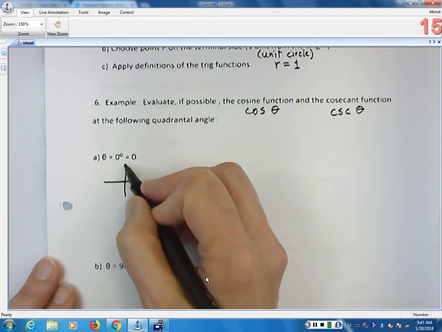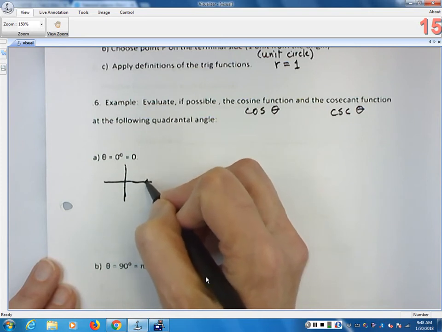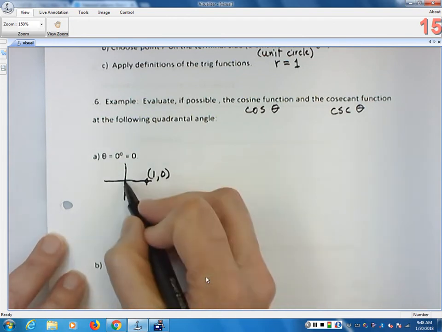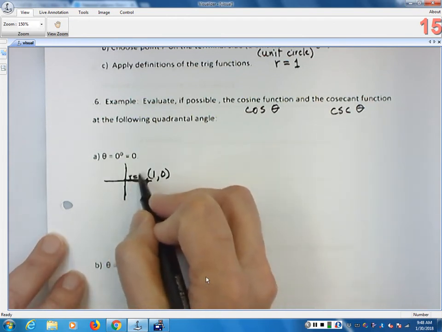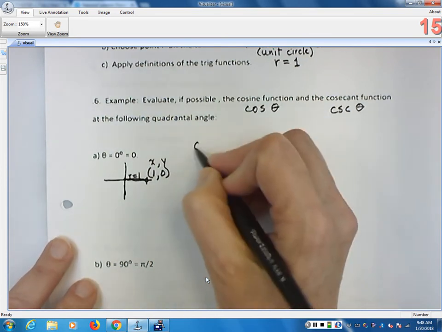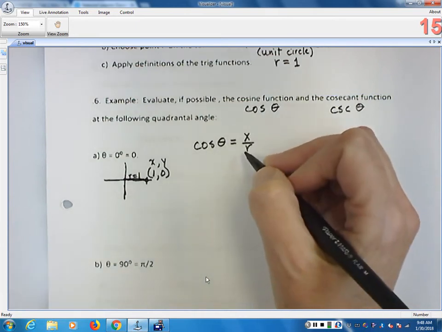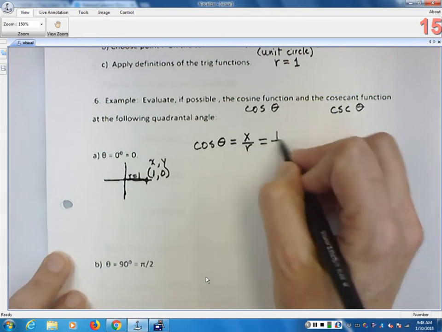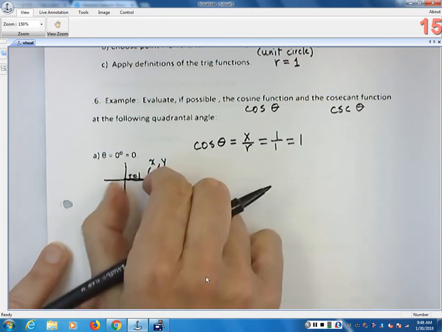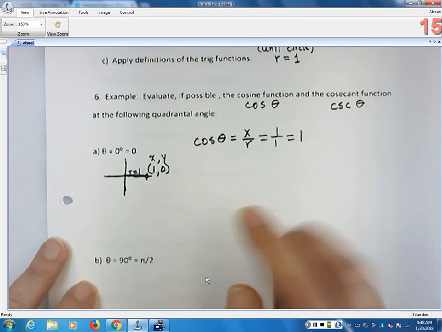or 0 radians. Let's draw a picture. We'll make this the point 1, 0. And there's really no triangle to draw. We have r equals 1. This is x comma y. So cosine is x over r. X is 1 and r is 1, and we're going to get 1. Did that make sense on the unit circle? Cosine is the x value. And we get that.